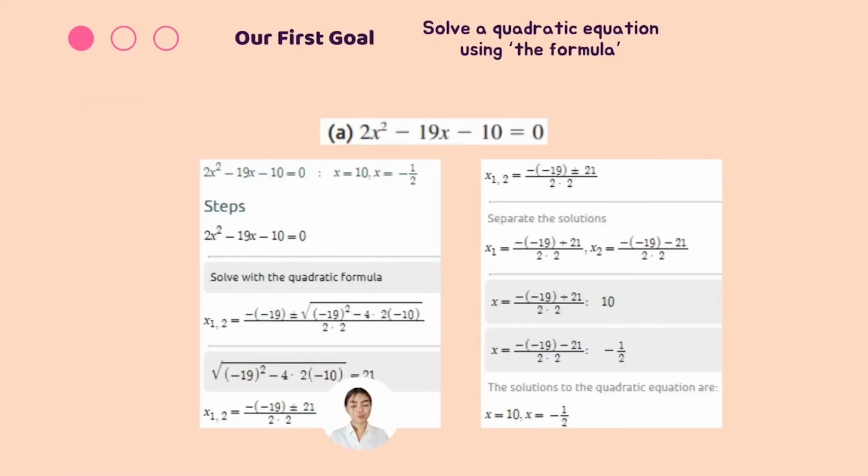Practice problem number 2. Let's solve for A. We have the given equation 2x squared minus 19x minus 10 equals 0.